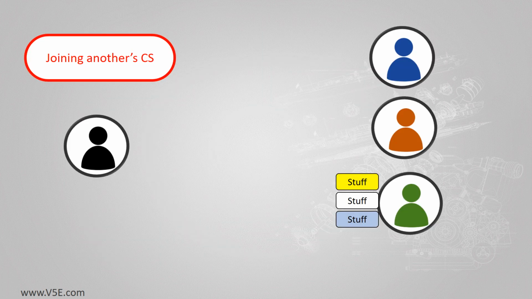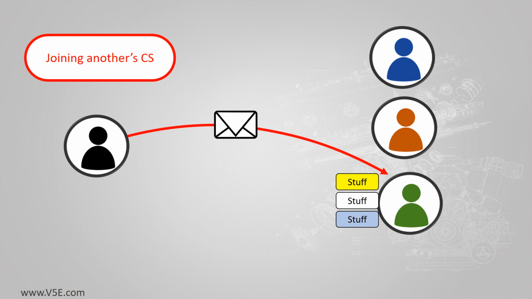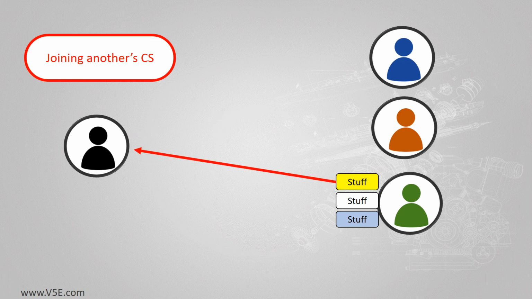Now let's discuss joining another person's collaborative space. How do you join their spaces? Well, you don't. Remember that unlike Facebook, friend requests are not allowed. You send them some kind of an email or talk to them and let them know that you want them to add you. Then they will add you to their collaborative space. Their process of adding you is what we just went over. They add you.